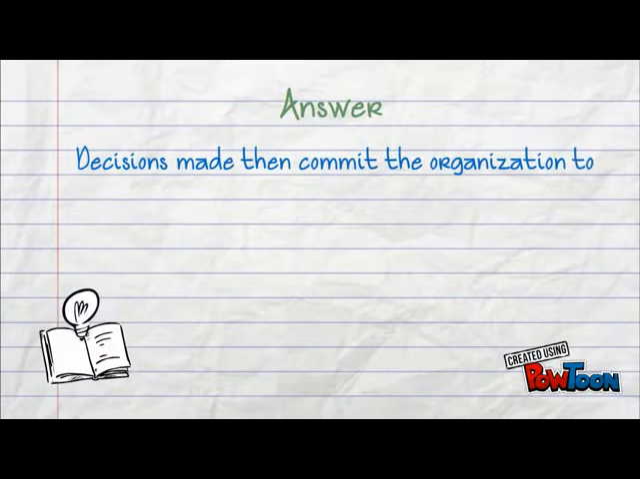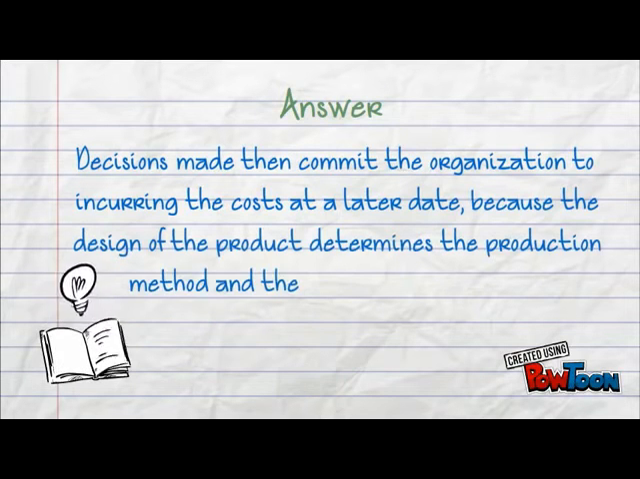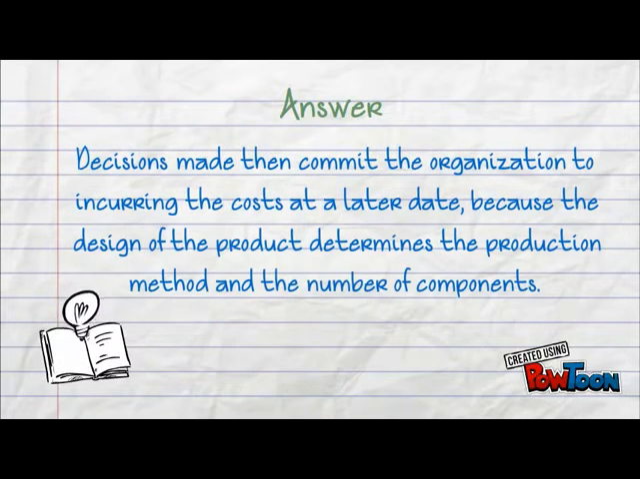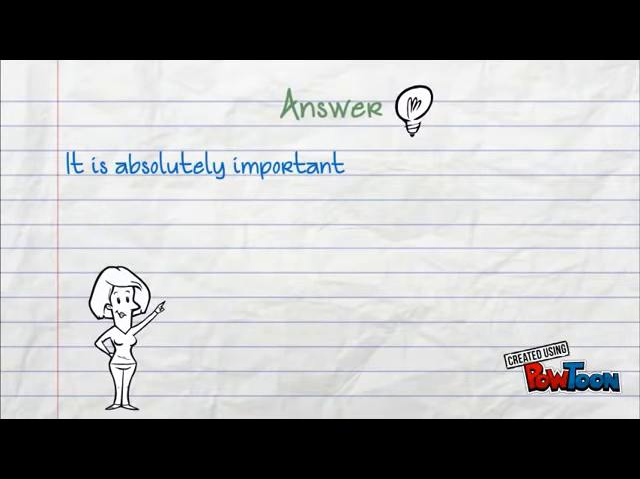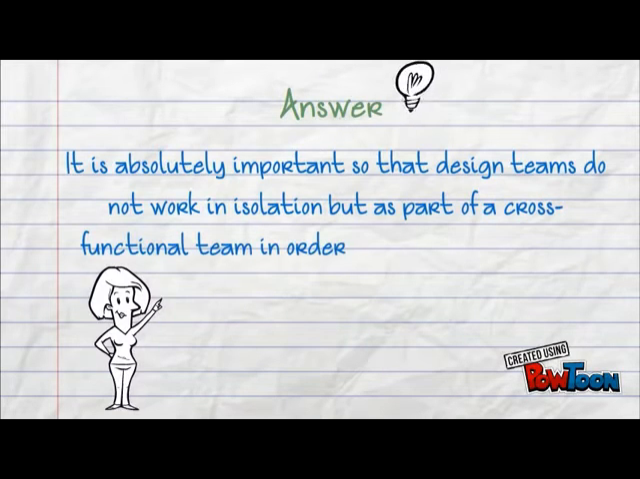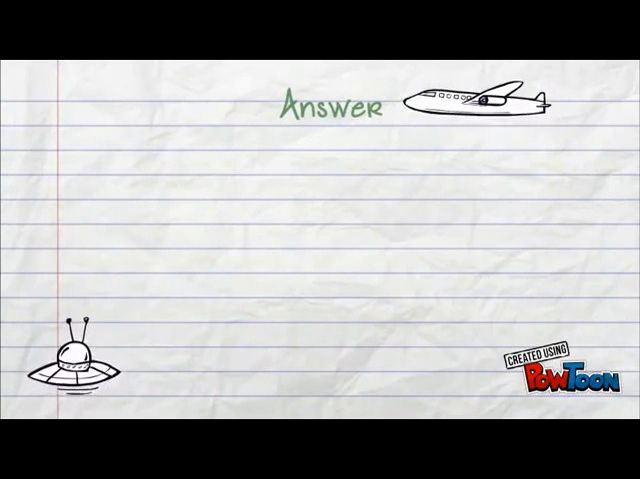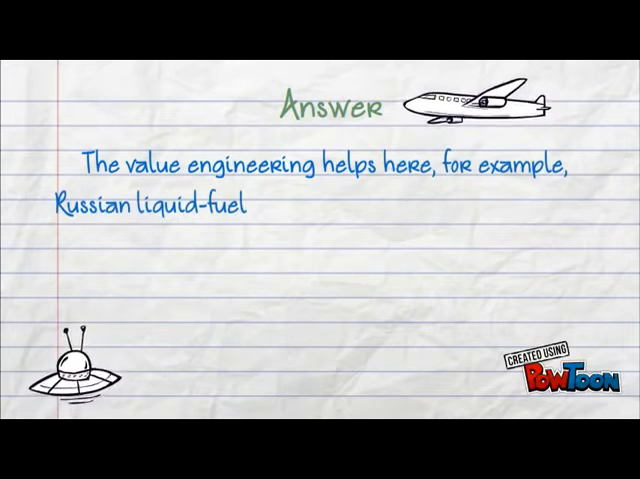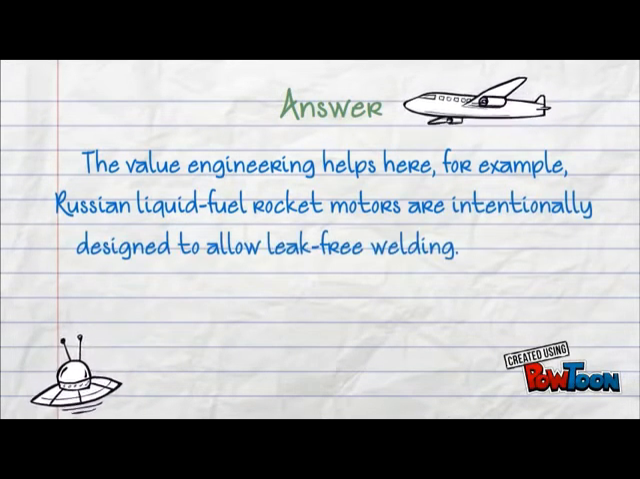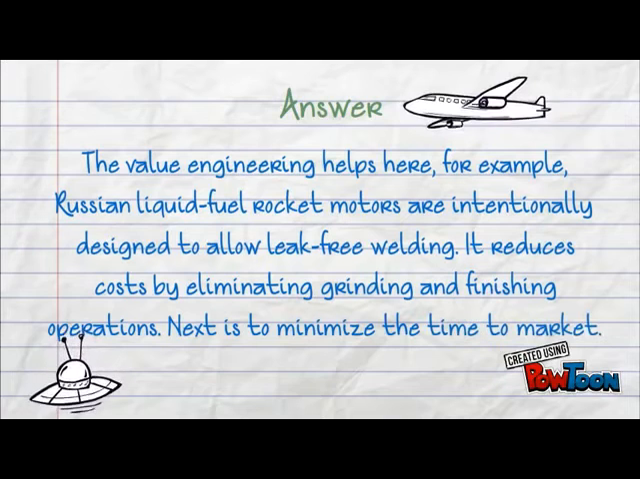Decisions made then commit the organization to incurring the cost at a later date, because the design of the product determines the production method and the number of components. It is absolutely important that design teams do not work in isolation but as part of a cross-functional team in order to minimize costs over the whole life cycle. Value engineering helps here. For example, Russian liquid-fuel rocket motors are intentionally designed to allow leak-free welding. It reduces costs by eliminating grinding and finishing operations.